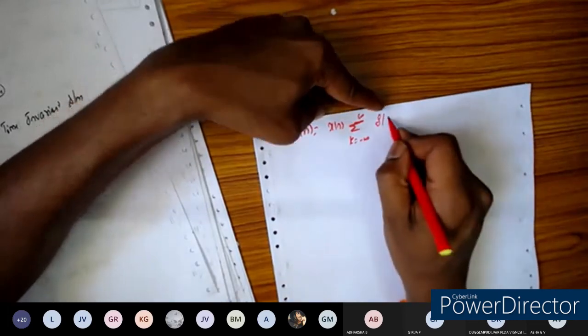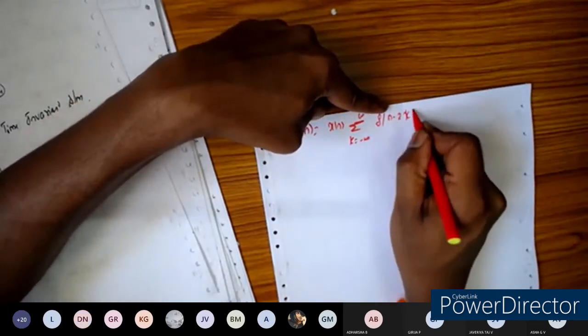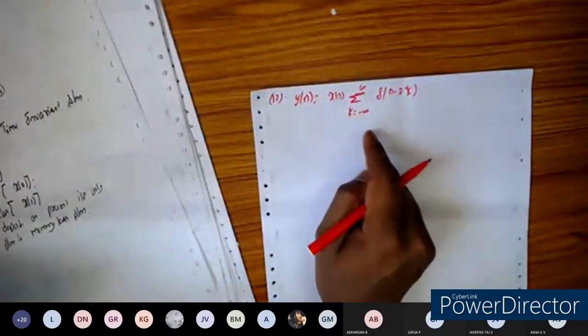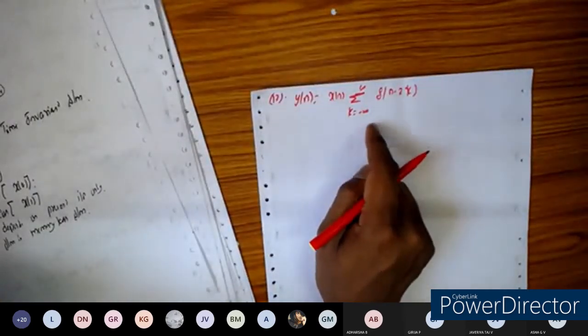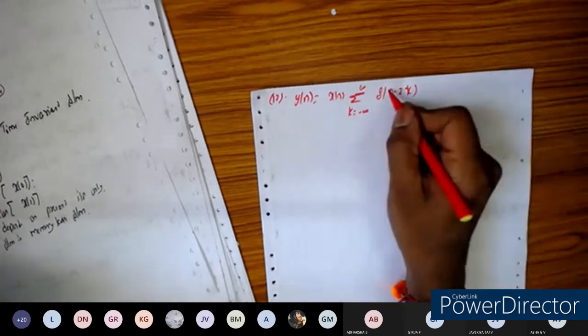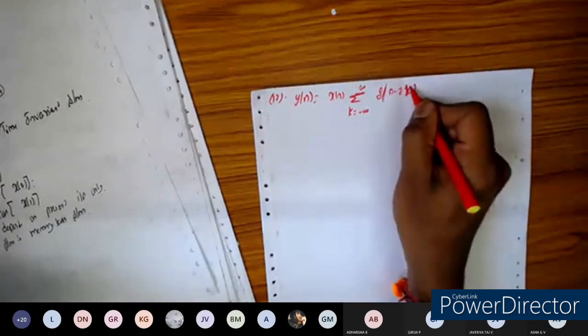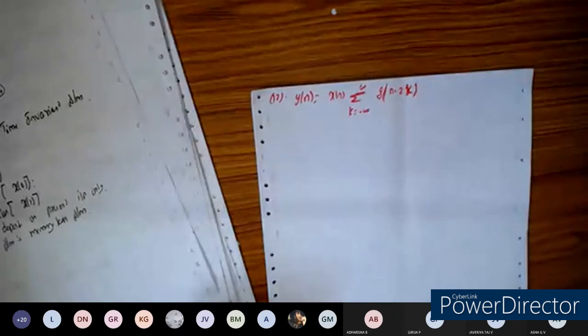So, delta of n minus 2k. Take y of n is equal to x of n, summation k is equal to minus infinity to plus infinity, delta of n minus 2k.